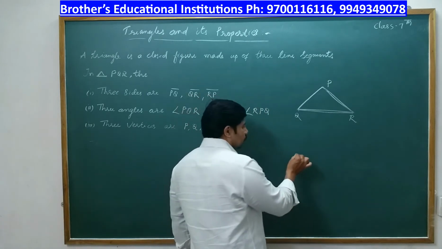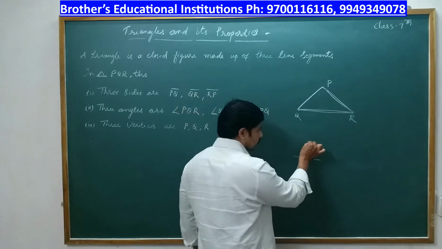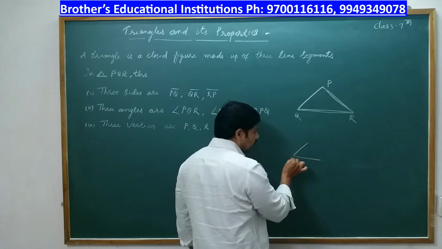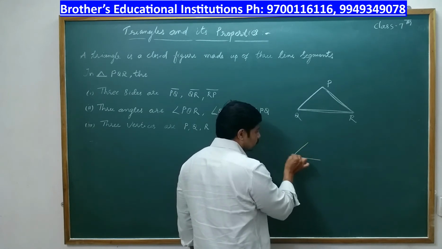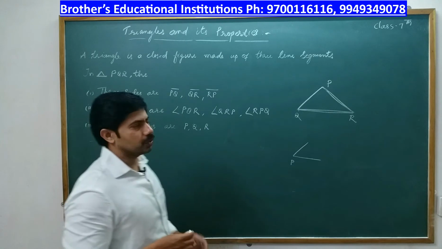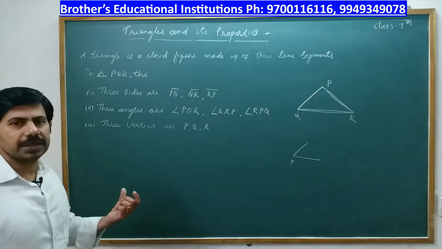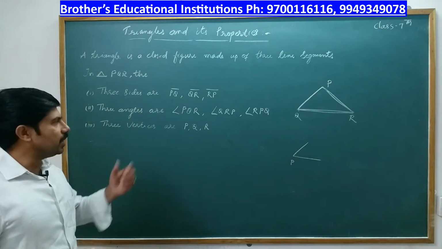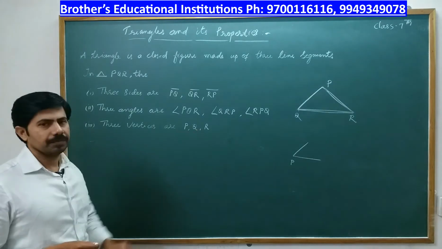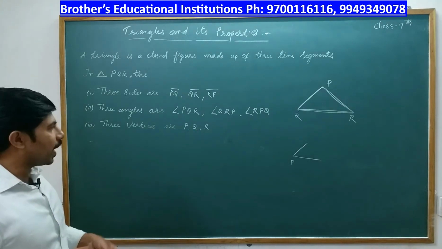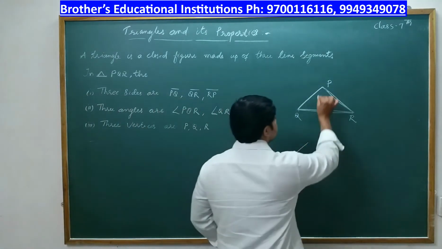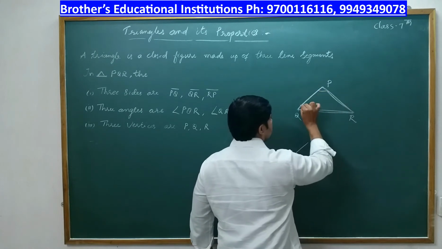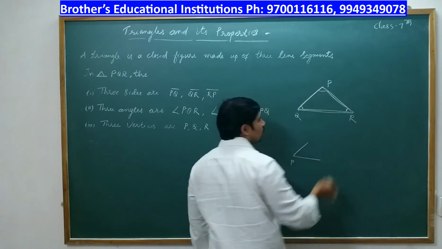Now here two line segments will meet at one point. So this point we say vertex. Two line segments meet at one point. That point is nothing but a vertex. So here we have three vertices, that is PQR. And next, three angles. See, this is angle P, angle Q, angle R. Three angles we have.